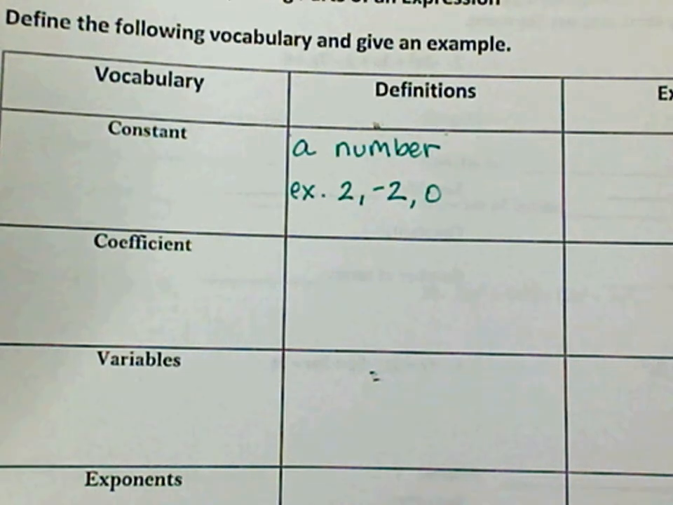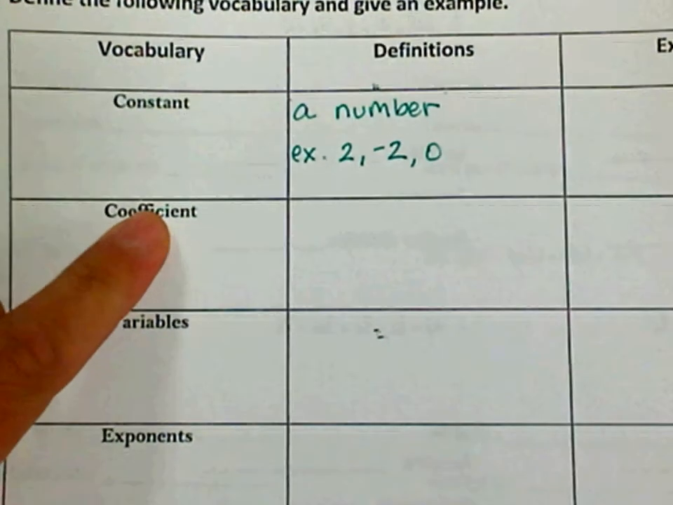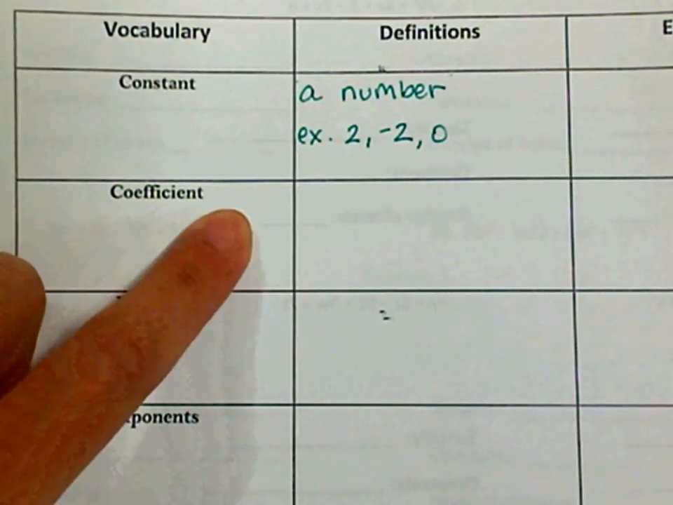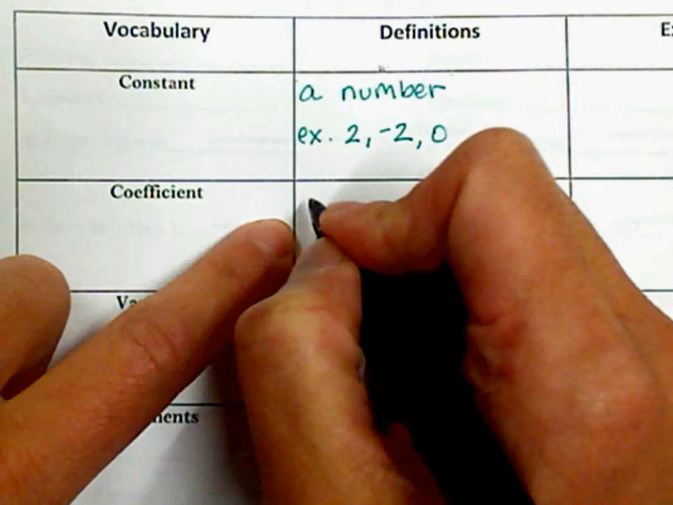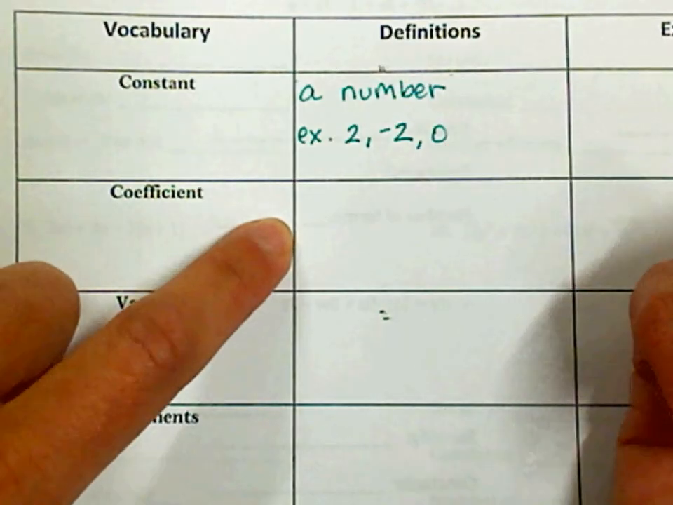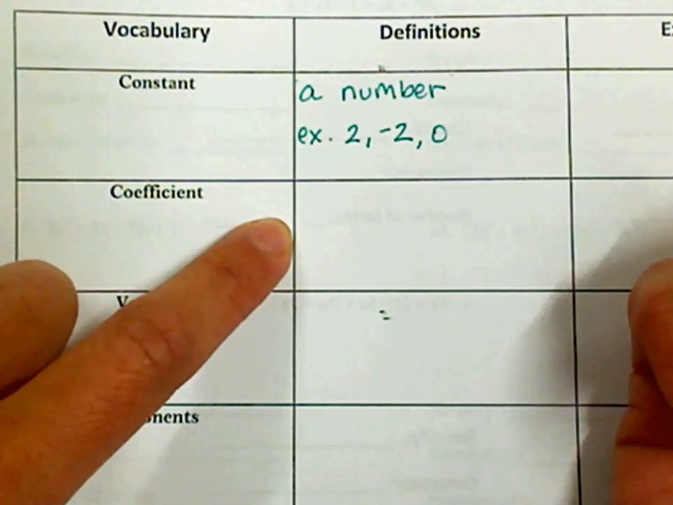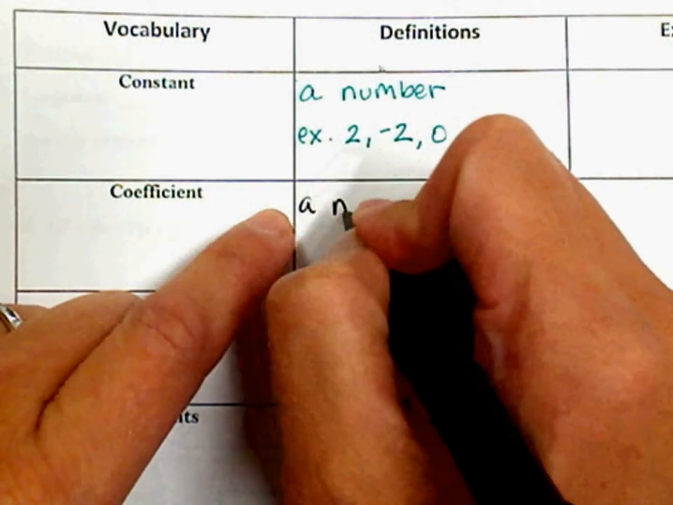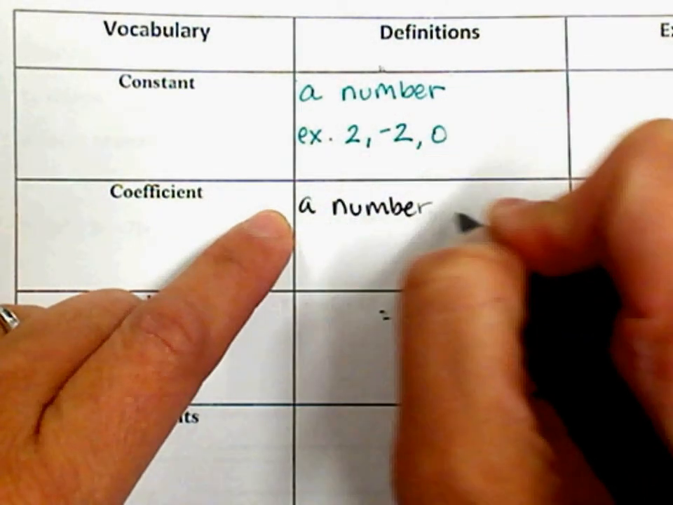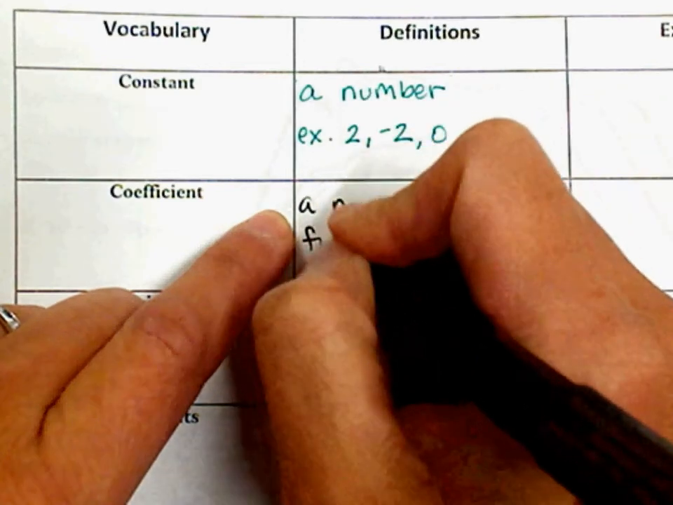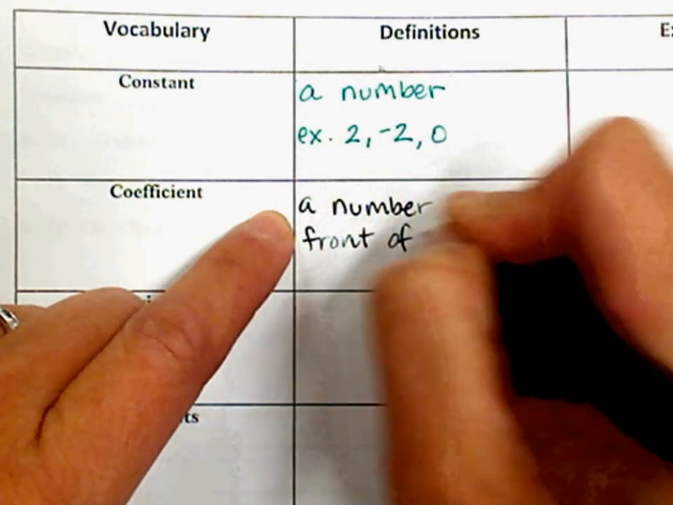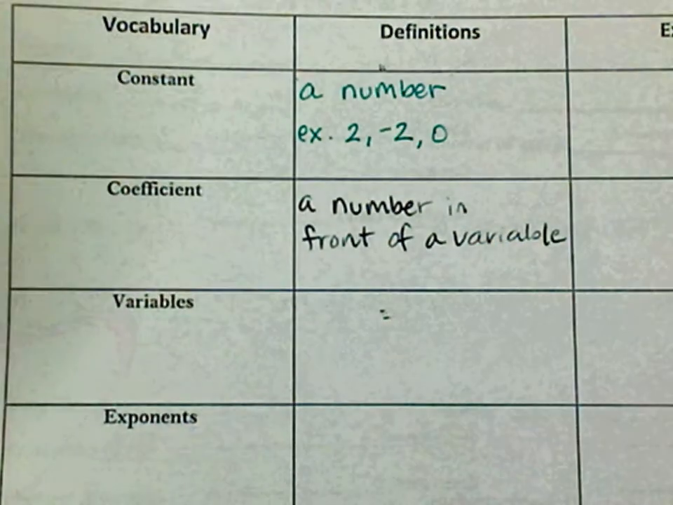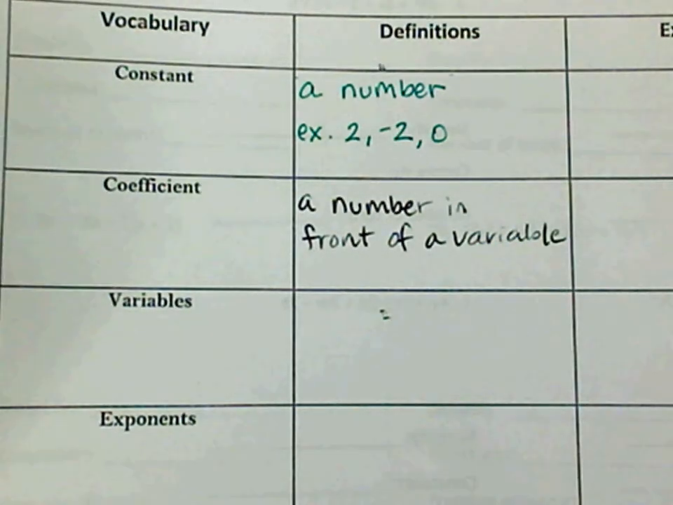No. No, okay. Next word is the word coefficient. Coefficient. And a coefficient, they will say it's a number that multiplies a variable, but I'm going to explain it where it makes more sense to you. It is a number in front of a variable.